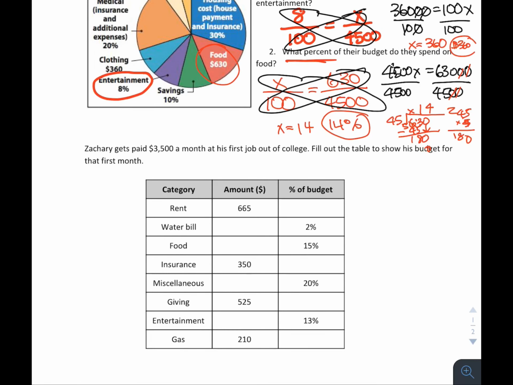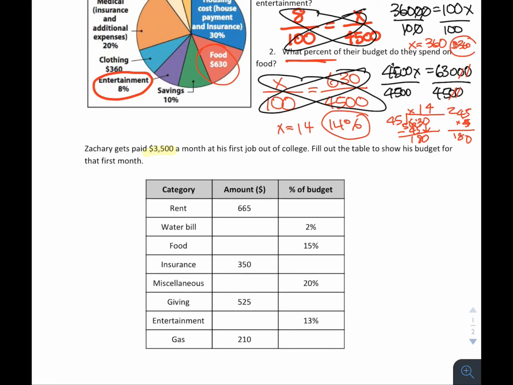This practice below. It says Zachary gets paid $3,500 a month at his first job out of college. Fill out the table to show his budget for that first month. So we have a list of things that he needs to pay. He has rent, water bill, food, insurance, miscellaneous, giving, entertainment, and gas. We need to figure out the amount or the percent of the budget that's off of these things. So number one, the rent.